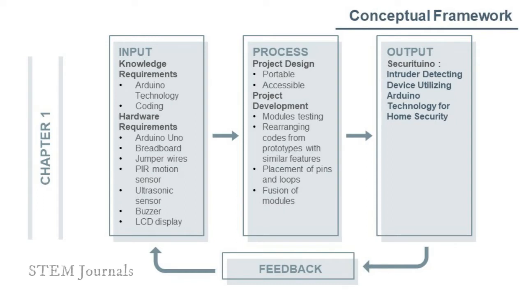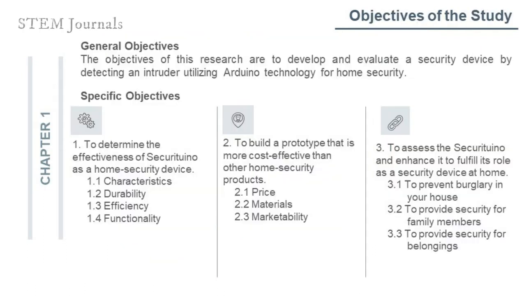And for our process, project design and project development are included in this section. So we decided that our product be portable and accessible, and the project development covers the steps that we used when making our product. And of course, the output is the outcome of our input and process, which is the Securituino. So that's for our conceptual framework. Let's now proceed to the next part, which will be discussed by Benji Flash.